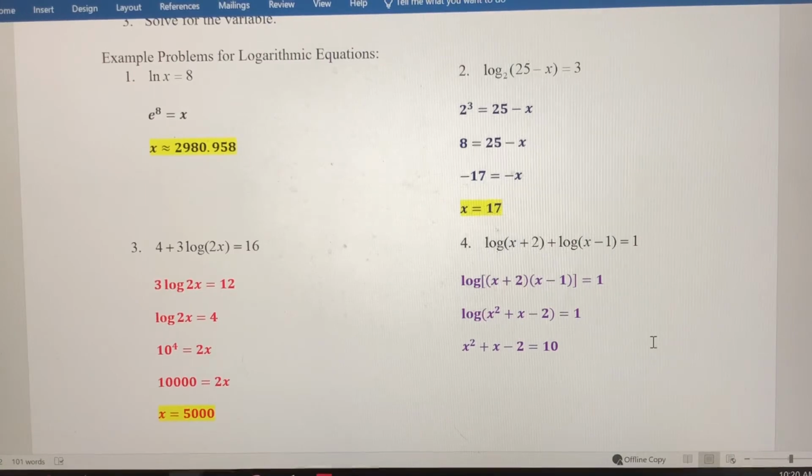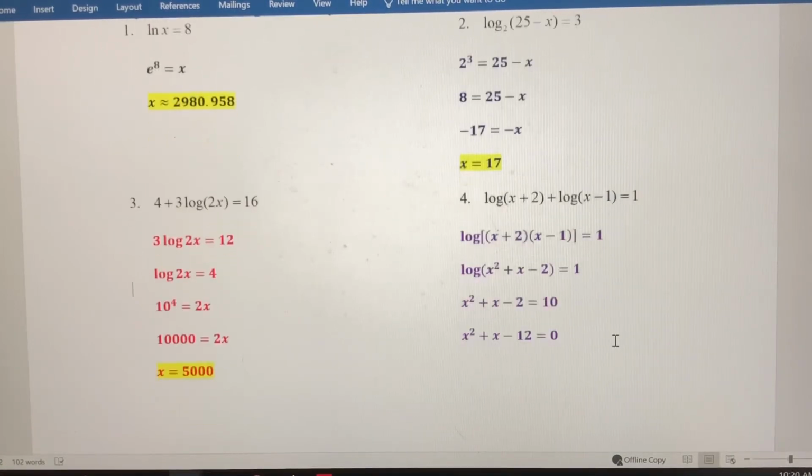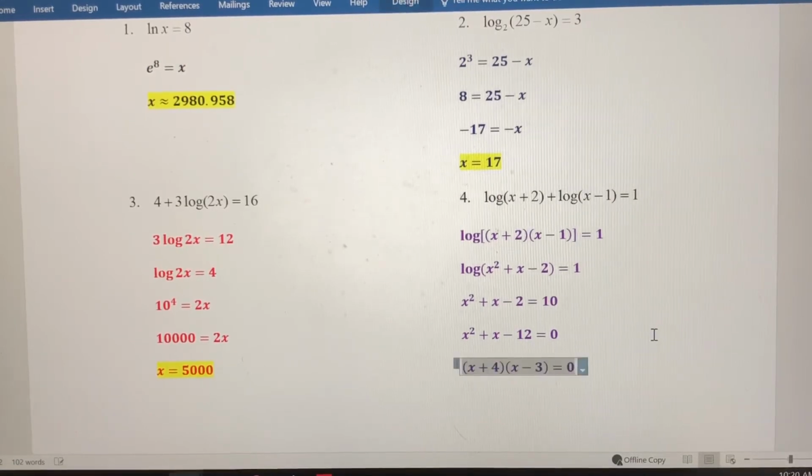So let's get everything on the left side set equal to 0. So I'm going to subtract 10 from both sides. Okay? I can factor this, thankfully, into x plus 4, x minus 3, okay? Set each of these factors equal to 0, okay? Use the zero product property, and I get x equals negative 4 and positive 3, okay?